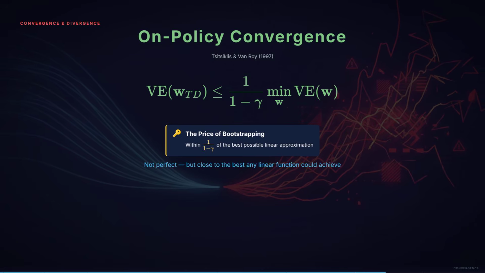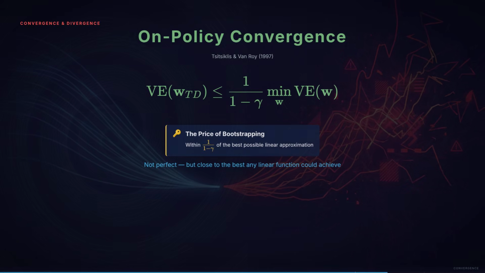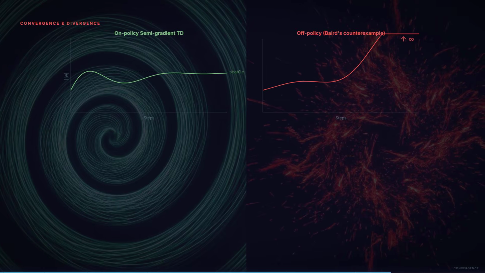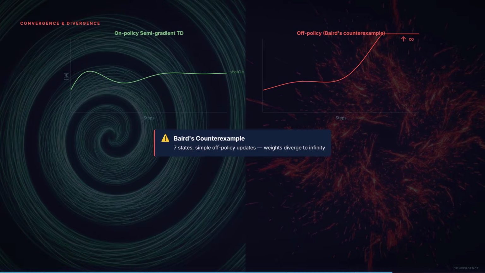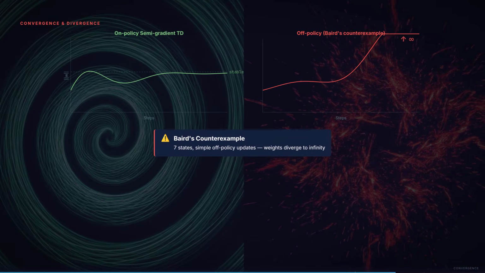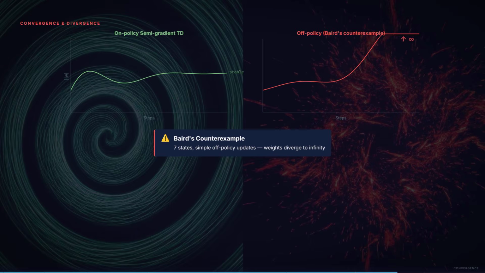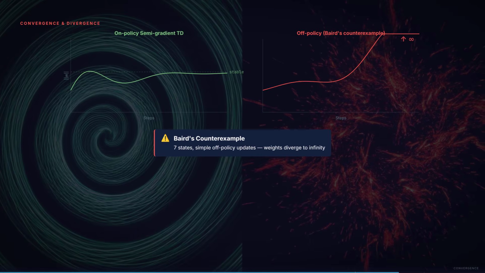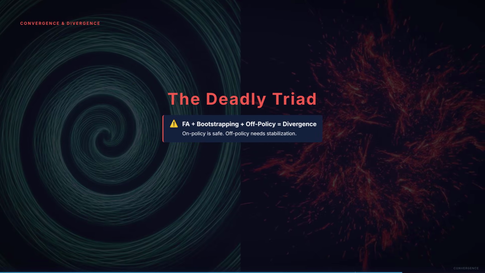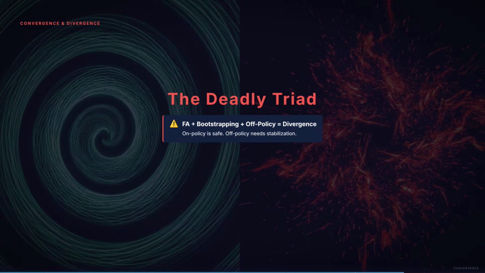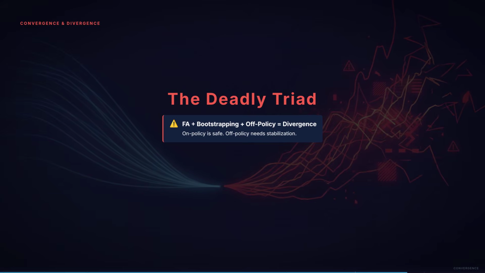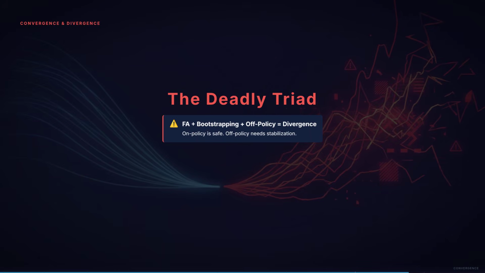But off-policy learning with function approximation can diverge. Baird's famous counterexample demonstrates this. 7 states, a simple off-policy update rule, and the weights grow without bound. Not slowly, exponentially. The values go to infinity. This is the Deadly Triad from episode 9, now made concrete. Function approximation plus bootstrapping plus off-policy learning equals potential divergence.